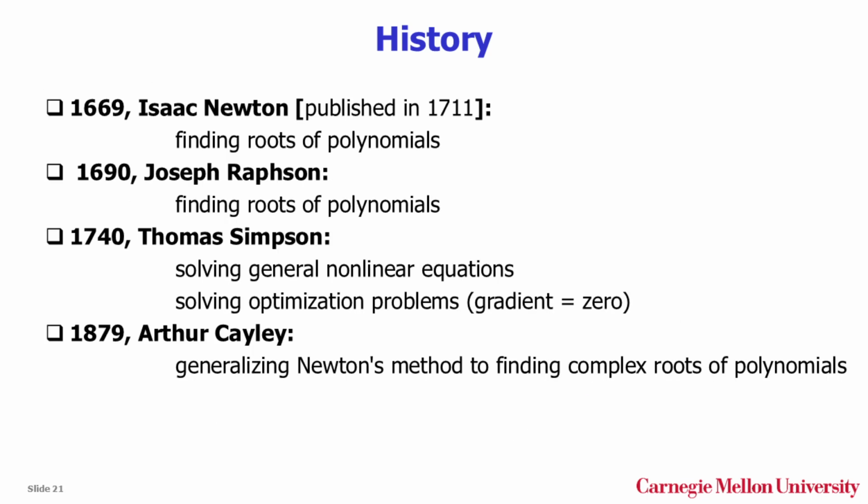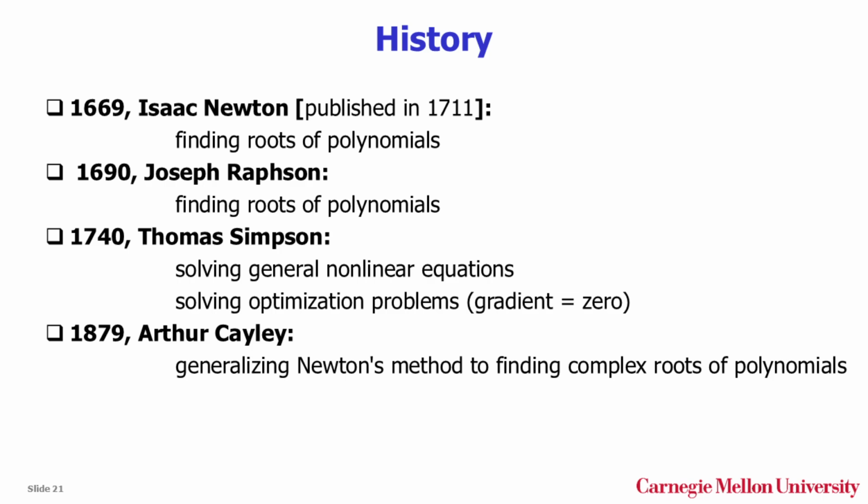Newton is believed to have first developed this method around 1669. However, his work was somewhat complicated and was not published until 1711. Before Newton's results were published, in 1690, Joseph Raphson developed a simpler method for finding roots of polynomials. This is why the method is often called the Newton-Raphson method.